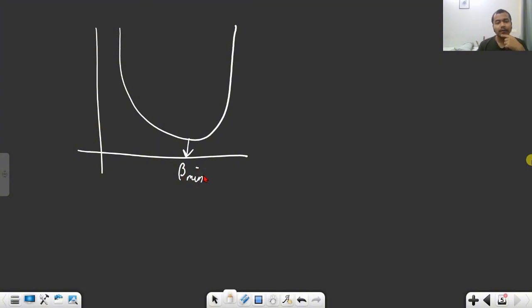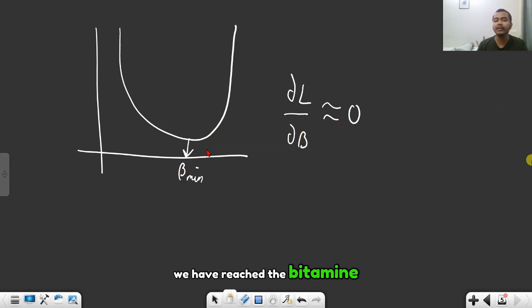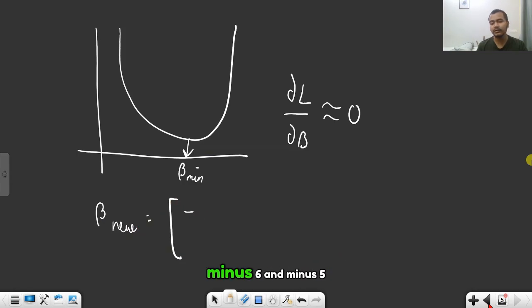How will we know that we have reached this minima point? The gradient, that is del L by del beta, will eventually tend to 0. At that time we can be sure that we have reached beta min and we can stop our iterations. Of course, this will take a lot of iterations, maybe in thousands or tens of thousands. We can't do it manually, so we have to use a computer program to do it. For now, we'll just stop after one iteration, with beta new values equal to minus 6 and minus 5.